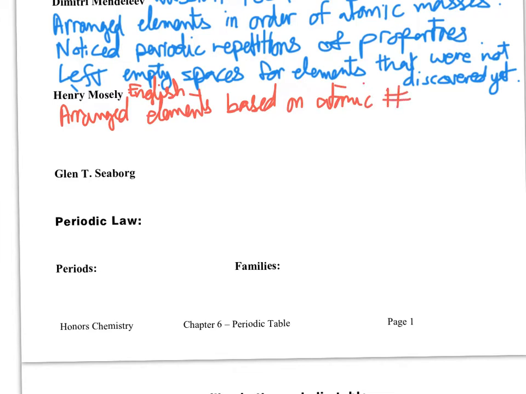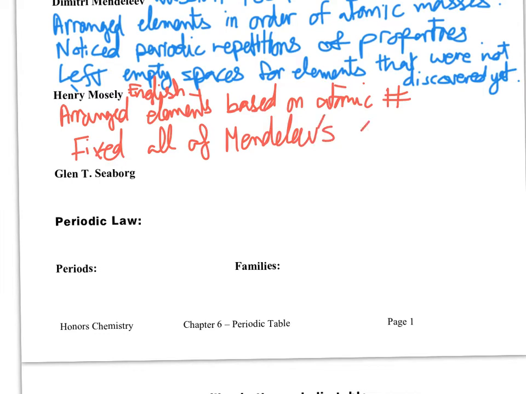And this was, you know, a really big step to producing our current periodic table. And this fixed all of the problems that Mendeleev had. So it fixed all of Mendeleev's, let's say, anomalies that he had seen on the periodic table.